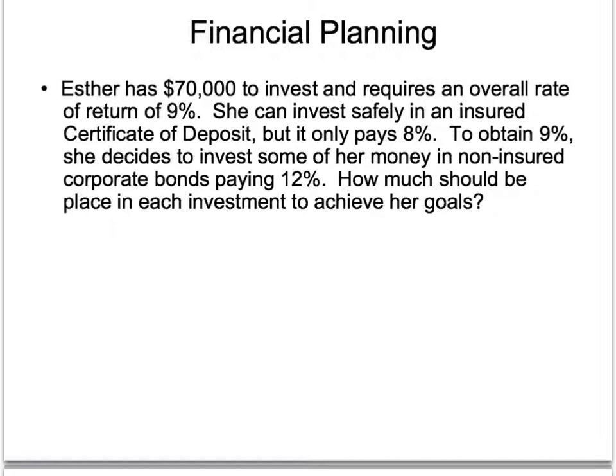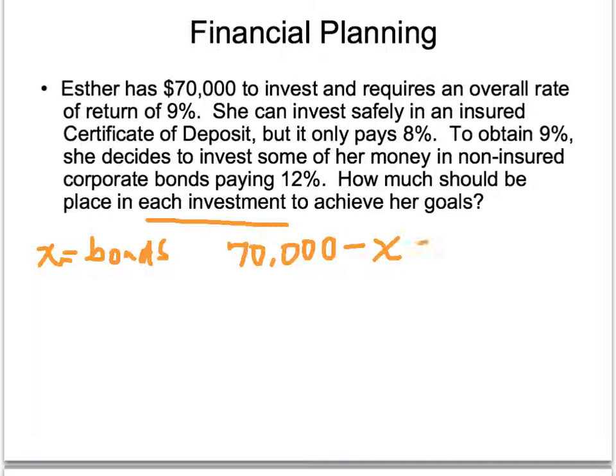This question is asking for 2 amounts: the principal to invest in corporate bonds and the principal to invest in the certificate of deposit. So once again, we need to state some variables. Let X represent the amount that she will invest in the bond, which means the leftover will be invested in the certificate of deposit. So that means $70,000 minus what she puts in the bonds is the amount in the CD, for short. The rate on the CD is 8%. The rate on the bond is 12%. And I know that she wants a total rate of return of 9%.